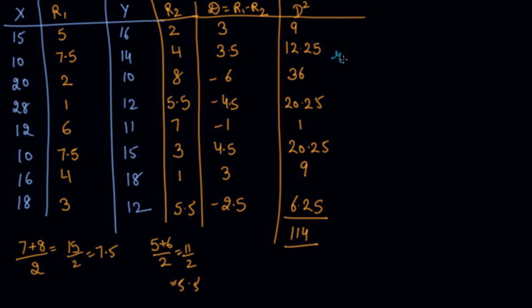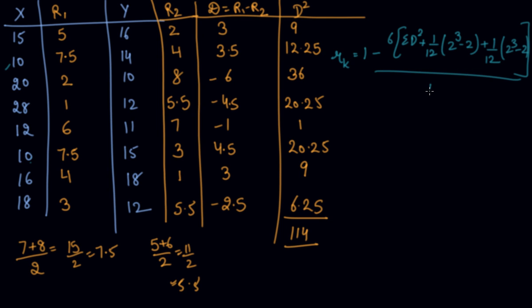Now we have the rank formula as 1 minus 6 into summation d square plus 1 by 12 of the number of items. How many items are repeating here? 10 is coming 2 times, right? So 2 cubed minus 2. Again, which ranks are repeating? 12 and 12 is coming 2 times, so 2 cube minus 2, divided by n cube minus n. So n is how many numbers? 8. The number of observations is 8.